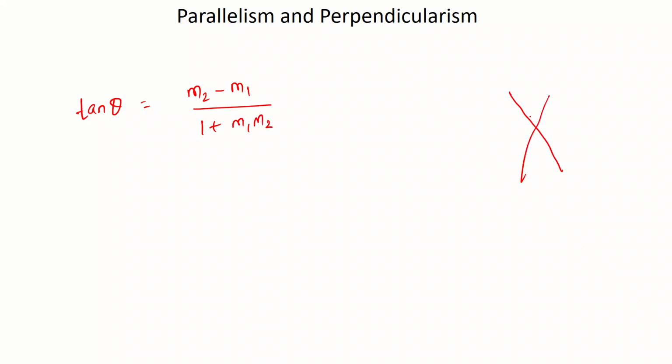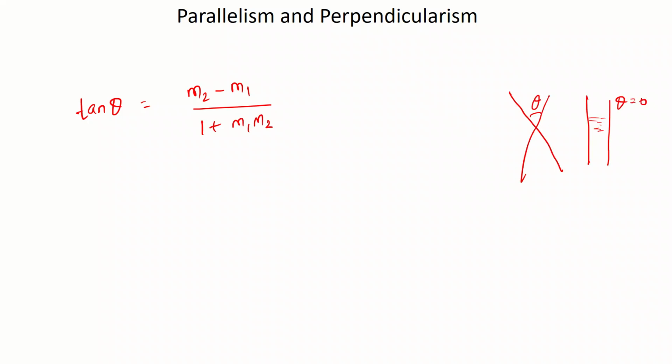Okay, so parallelism and perpendicularism. Again, let's take down the same formula. We know that tan theta is equal to (m2 − m1) by (1 + m1 m2). So what is this theta? Theta is the angle between these two lines. Now if we want these two lines to be parallel, that means that I want my theta to be 0, because if the lines are parallel, then there is no angle between these two lines, right? In that case, theta is actually 0.